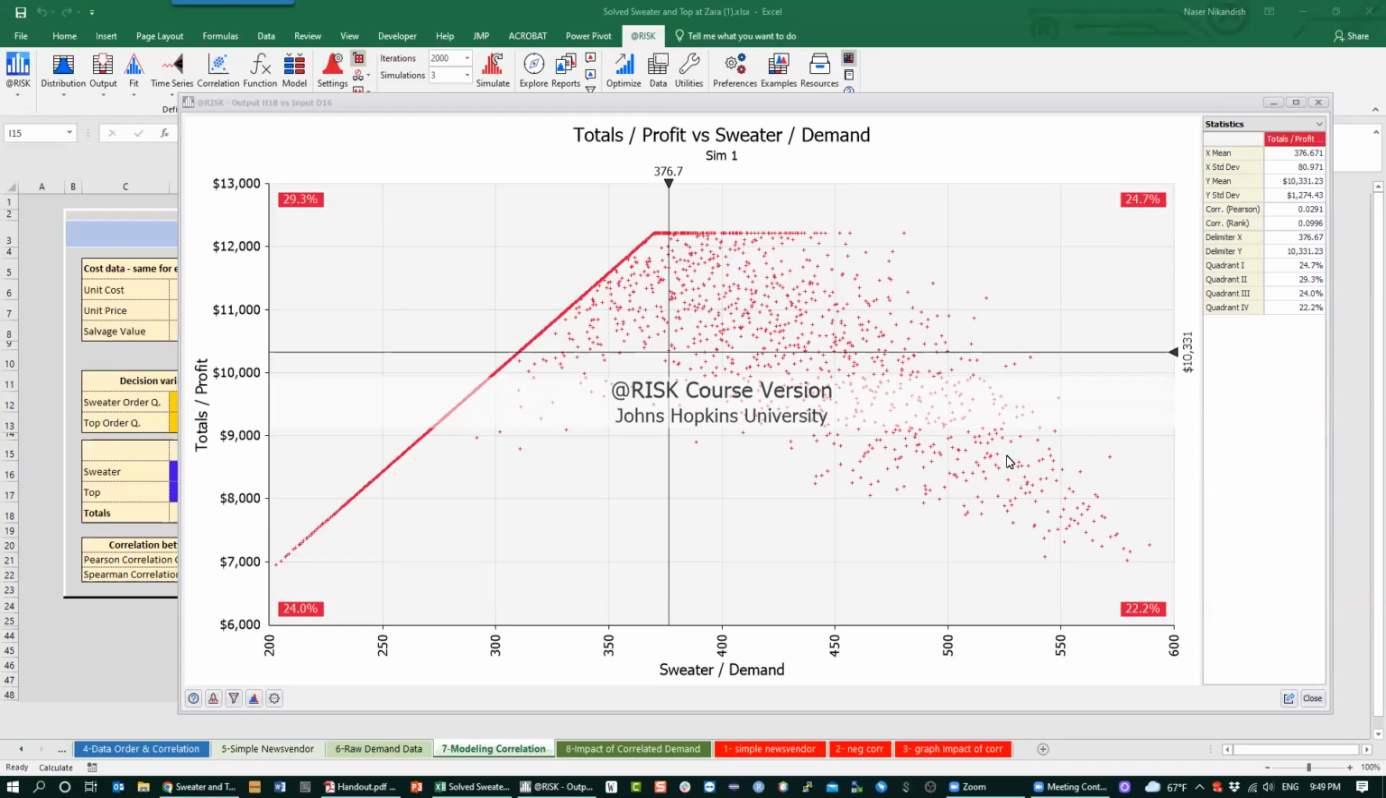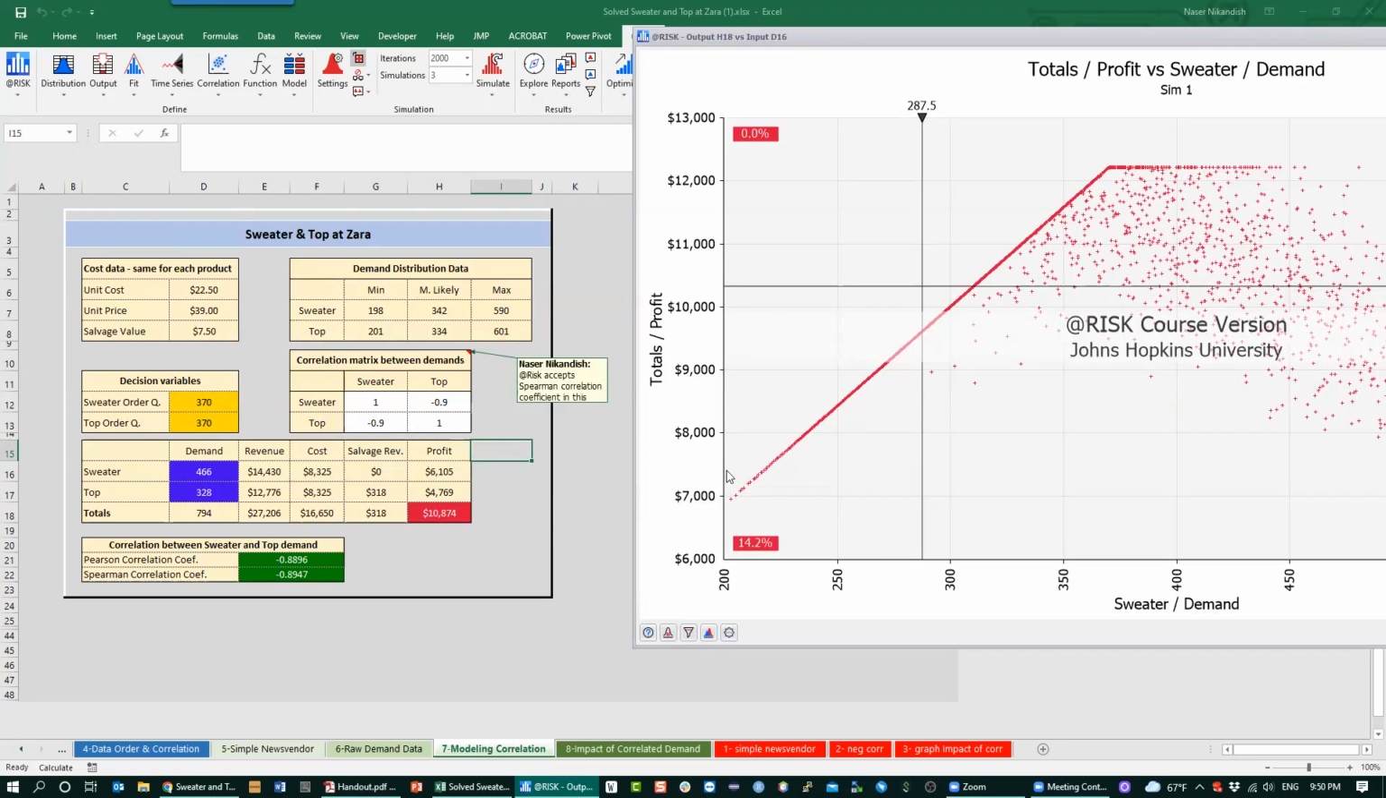All right, so this is a video explaining the impact of correlation on profit. What you see on my screen is a scatter plot of total profit versus demand for sweater. I'm going to explain this graph in a few different parts. One part is right here. On this side, you see that demand for sweater is on a low side, and demand for top should be on a high side.